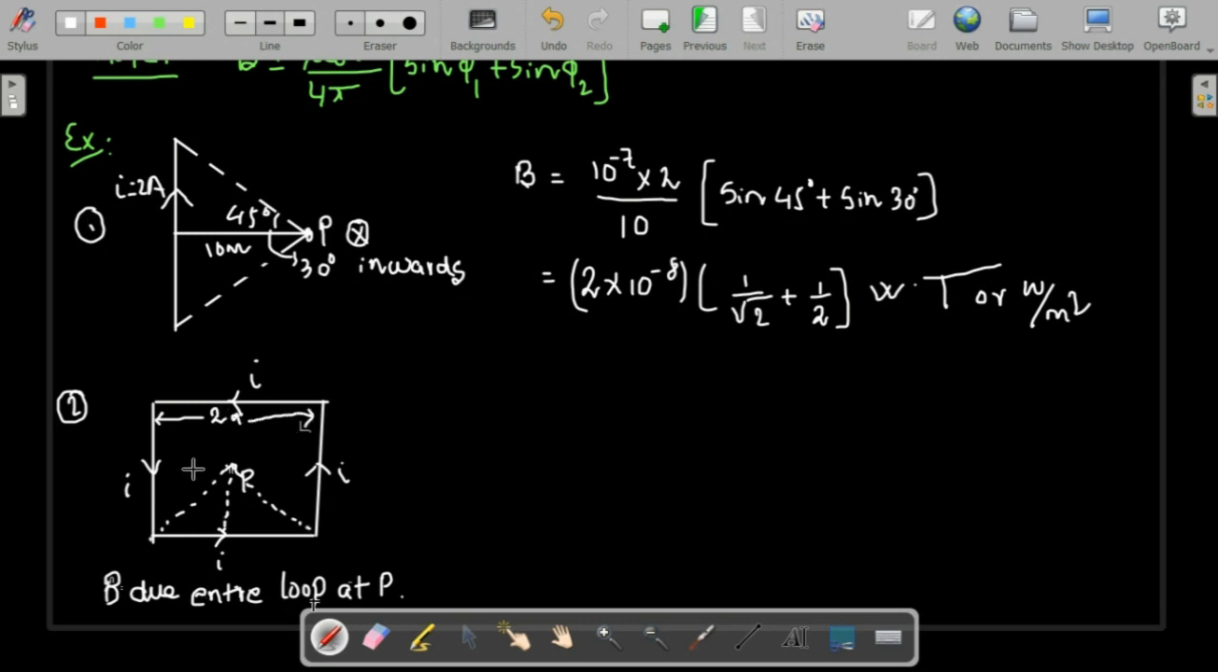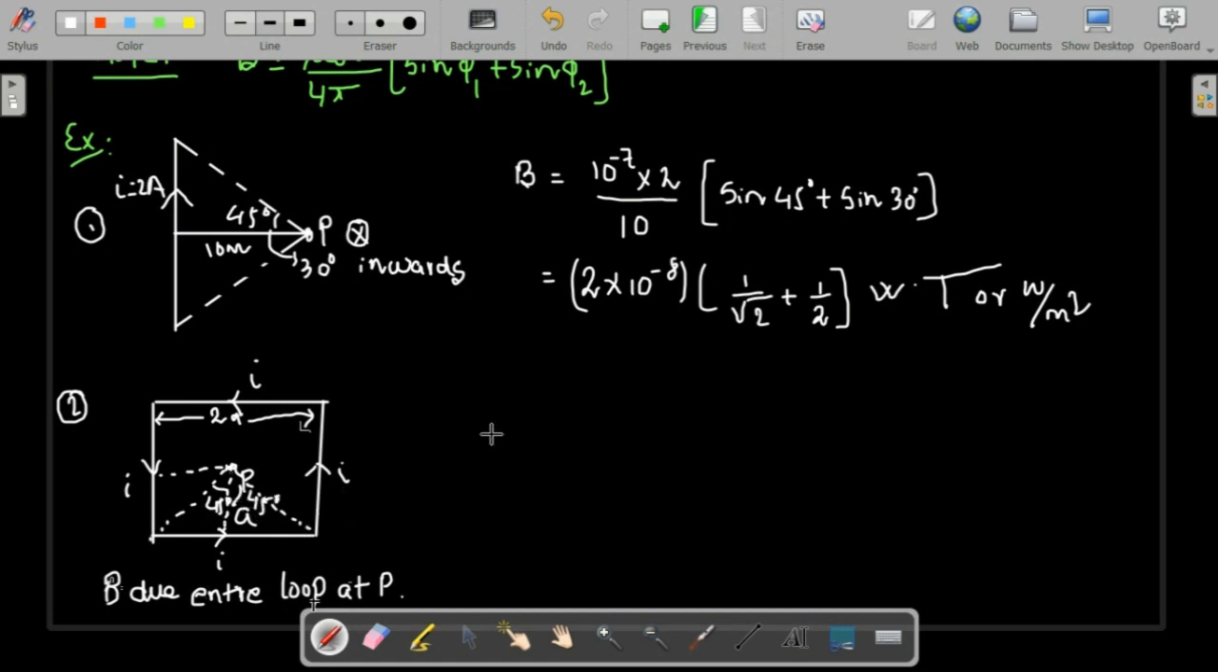If you look into the geometry now, if this entire length is 2A, this point is exactly at the center, so this length has to be A. This is the perpendicular distance, and obviously this is an isosceles right triangle. So this entire angle will be 90, bisect it, 45, bisect it, 45. So obviously this is going to be 45 degrees, and this is also going to be 45 degrees.